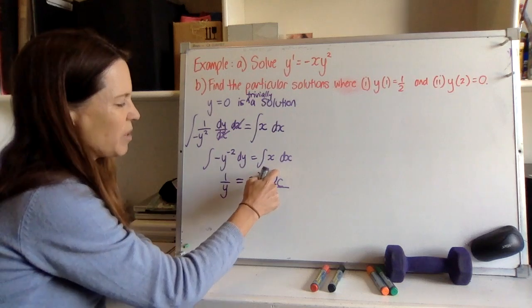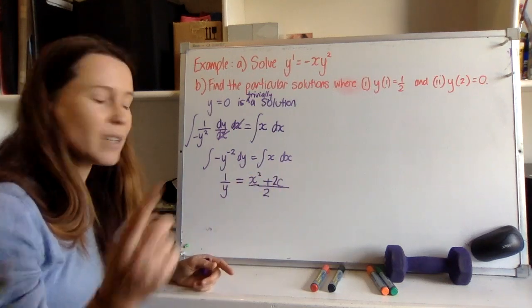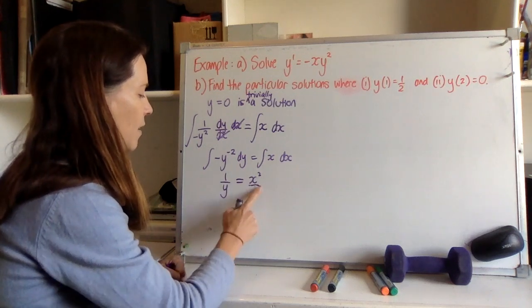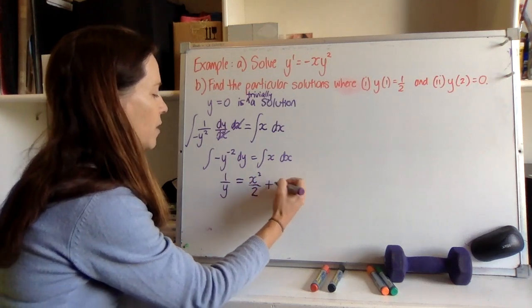Now, we don't really want to call it 2c. We could actually call it d because it's a new constant. I think it would be tidier to leave that line there so it's really clear what I've done. I've got x squared plus c.